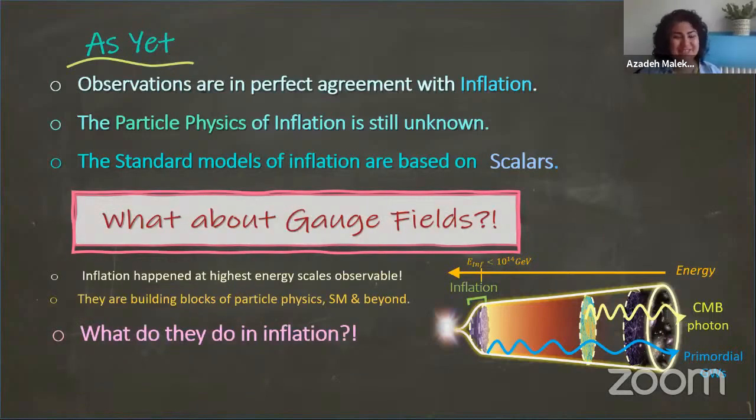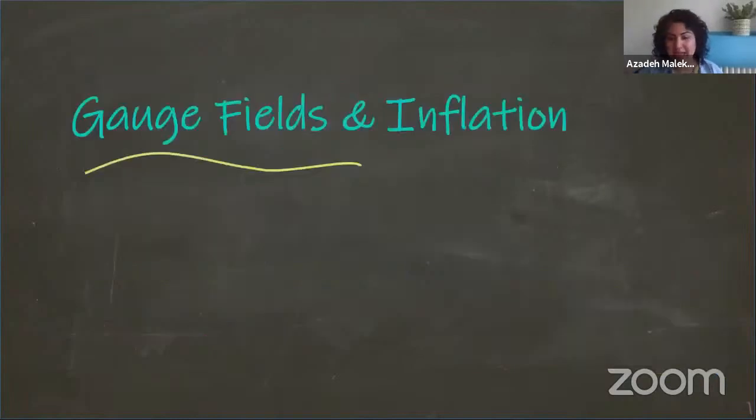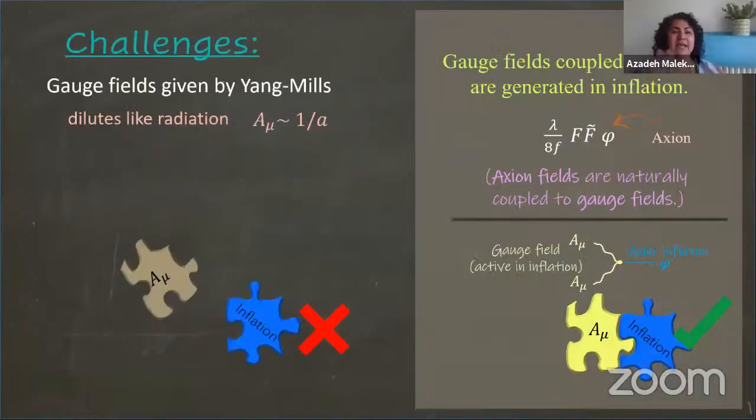But what about gauge fields? You may say, oh, why gauge fields in inflation? Why not? Inflation happened at the highest energy scales observable to us. And gauge fields are all over the place, and they are the building blocks of the standard model and beyond. So what do they do in inflation? In case that gauge fields are not coupled to the inflaton or a field which is active in inflation, they will just get diluted like radiation.